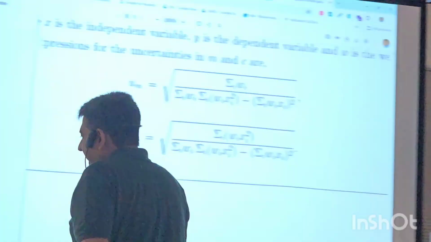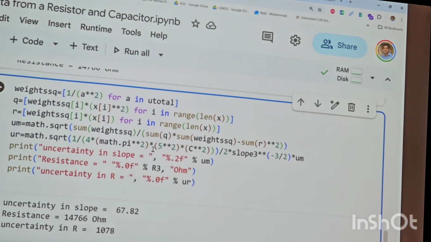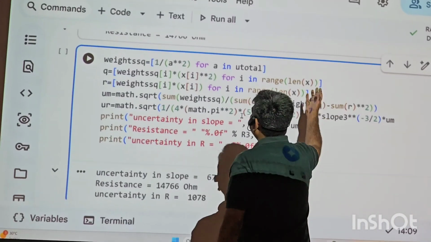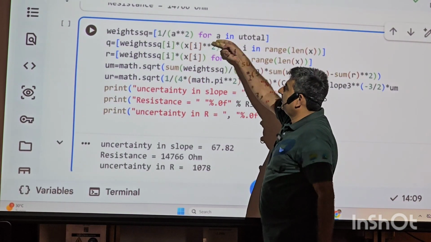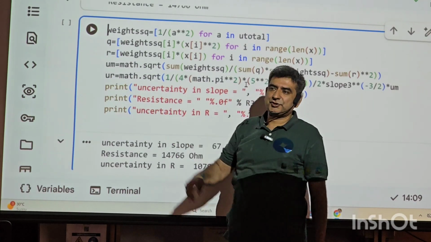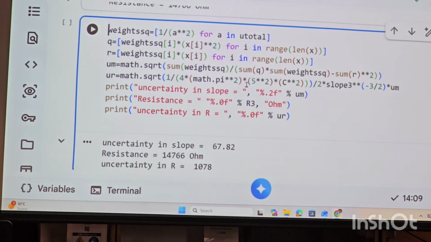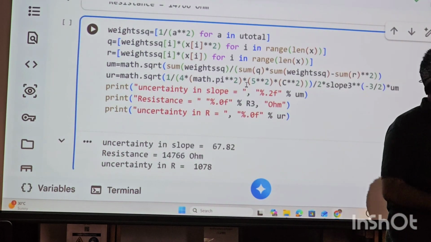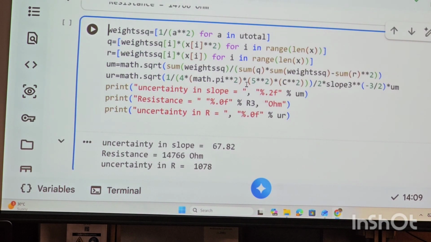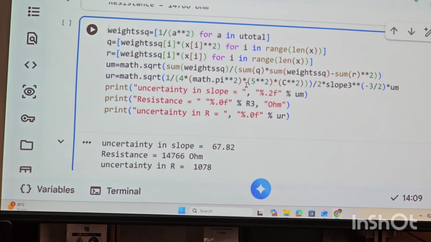So when I coded this into my notebook, this is how I do this. These 3 lines are going in as an input into the calculation of the uncertainty in slope. All right, so this is my uncertainty in the slope. Now R depends upon the slope. An uncertainty in slope will cause an uncertainty in resistance.